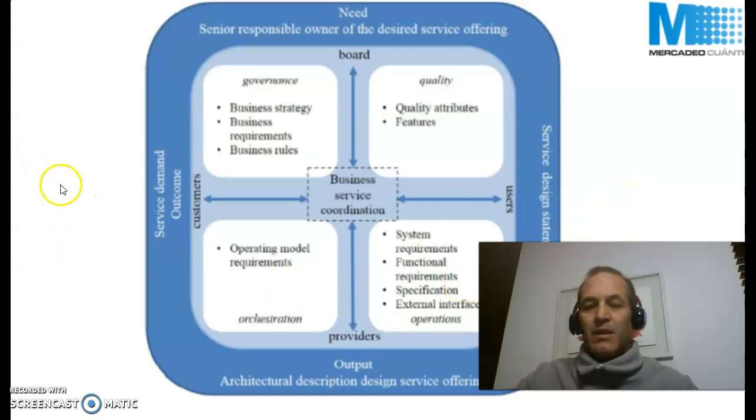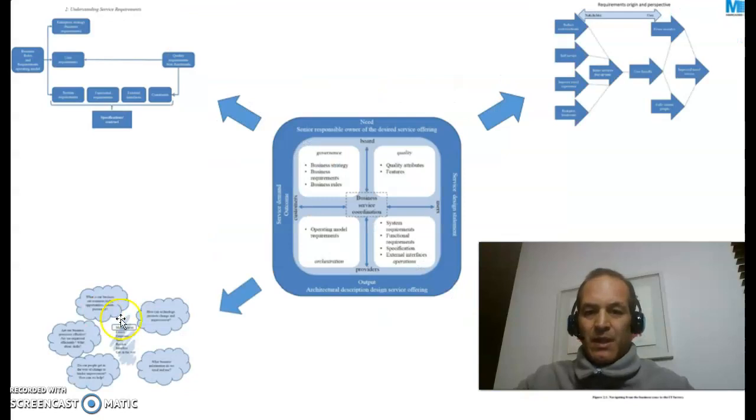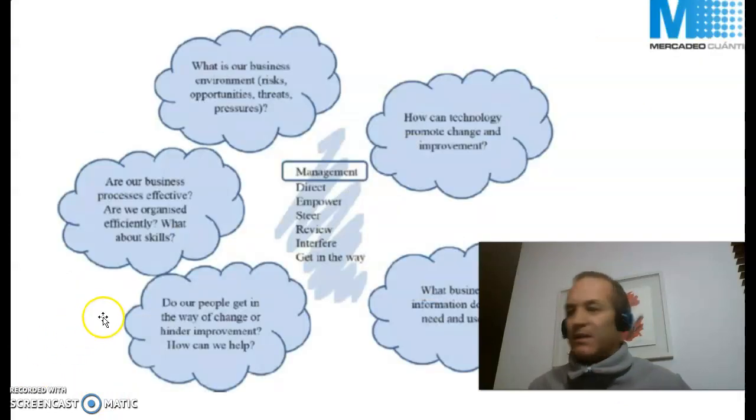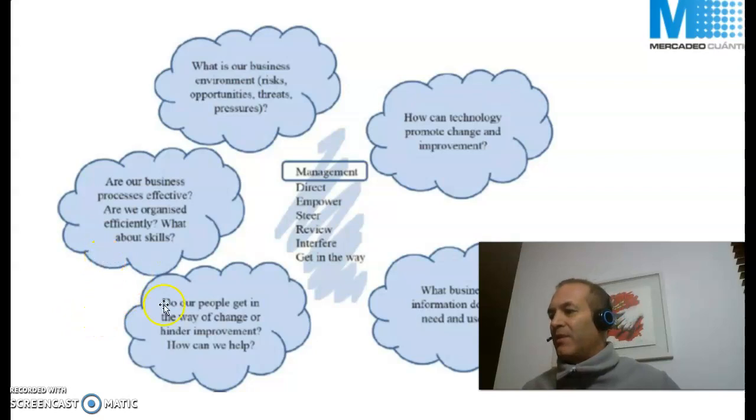It is important also to keep in mind how the architecture is being built. What we want to say by that is the business design coordination. The business design coordination is a process where we have different aspects of the business that need to be taken care of.